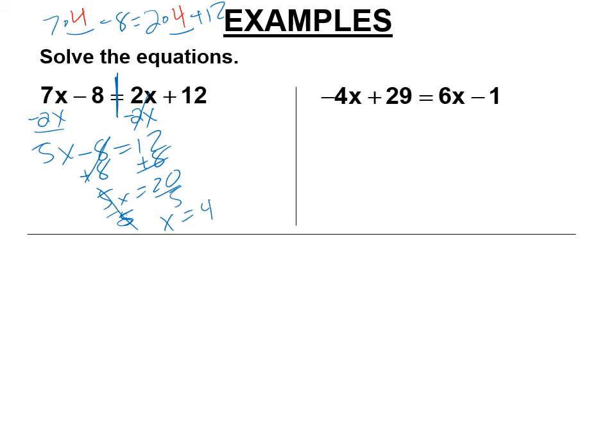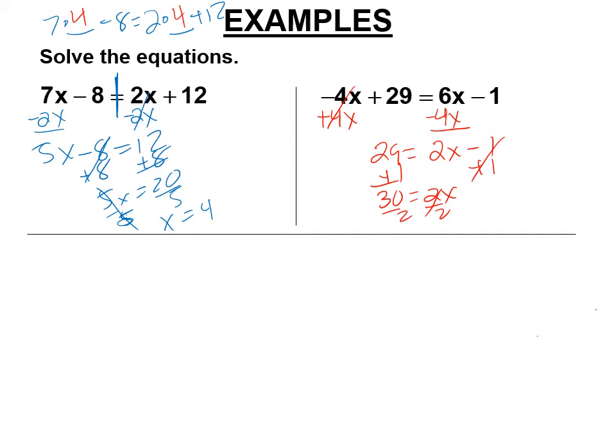Okay. So I'm going to add 4x to both sides because -4 is smaller than 6. 29 equals 10. Oh no, I'm subtracting. I almost added there. Equals 2x minus 1. Add 1 to both sides. 30 equals 2x. Divide by 2. 30 divided by 2 is 15. 15 equals x.